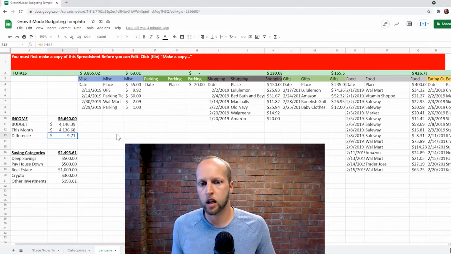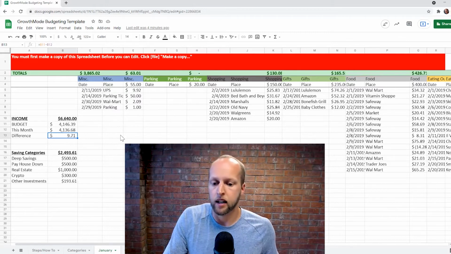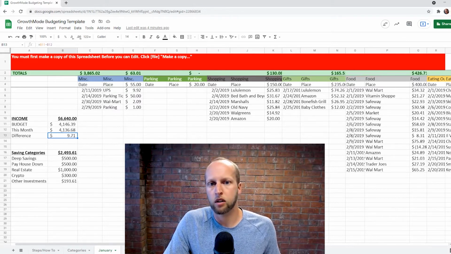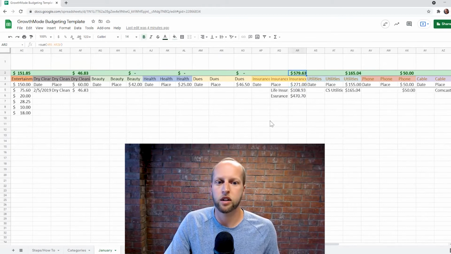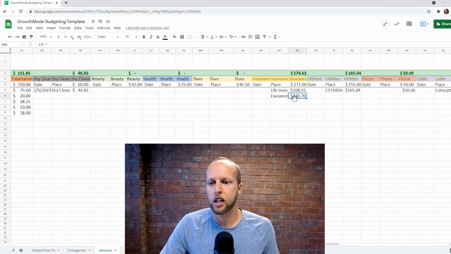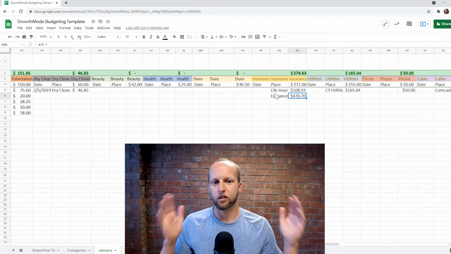Okay, so let's talk about something that we developed called Carryover Categories. And this is a really powerful tool for things that are irregular. And insurance is a great example of this. So if we go over here and look at insurance, in this instance, $271 per month was the budgeted item, but this month there was $579. And that's because this esurance is a twice a year payment. And so the cash comes out today, when you pay it, but it's really good for 6 months.